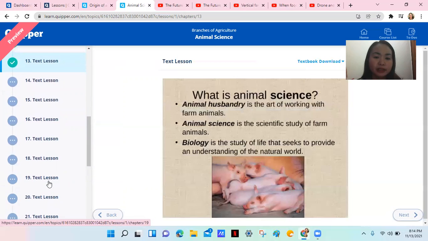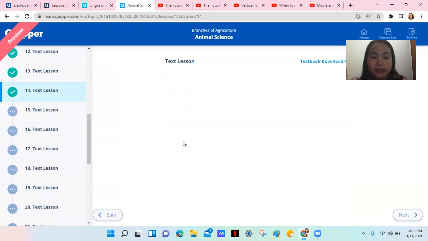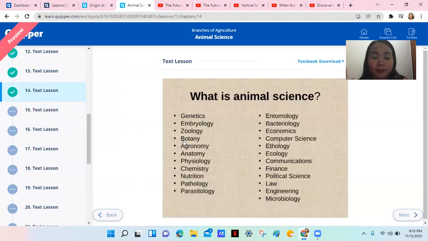Okay, so animal husbandry is the art of working with farm animals, while animal science is the scientific study of farm animals, while biology is the study of life that seeks to provide an understanding of the natural world. So that's how we define the specific terms. And animal science involves a lot of sciences, actually, that includes genetics, embryology, zoology, botany, agronomy, anatomy, physiology, chemistry, nutrition, pathology, parasitology, entomology, bacteriology, economics, computer science, ethology, ecology, even communications, finance, political science, law, engineering, and microbiology.